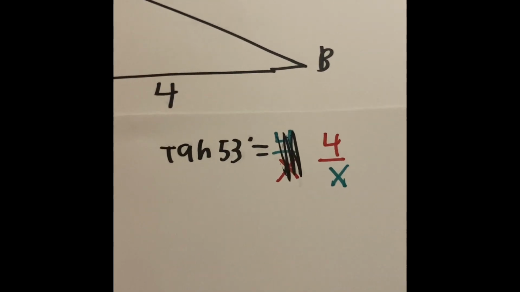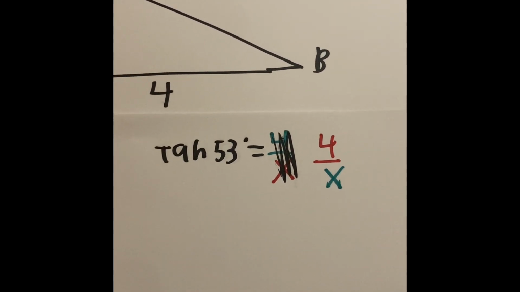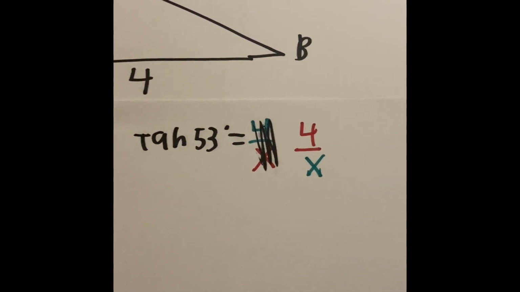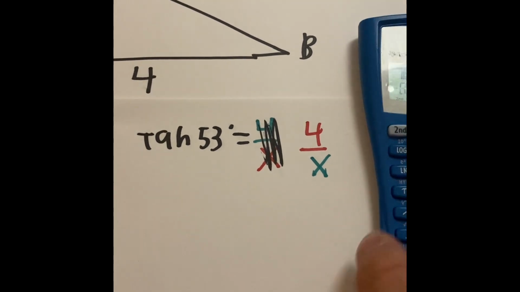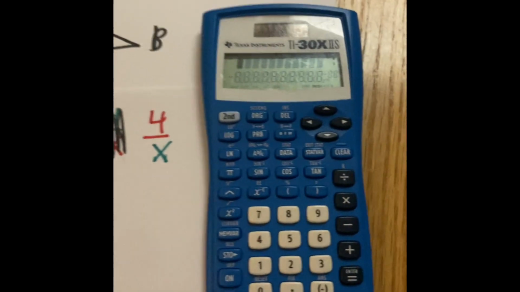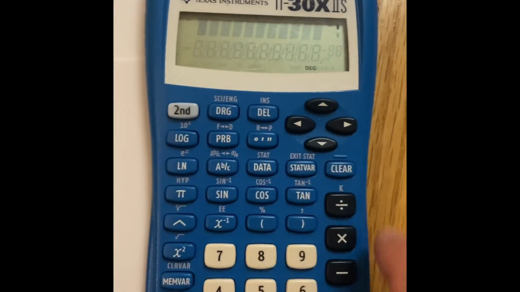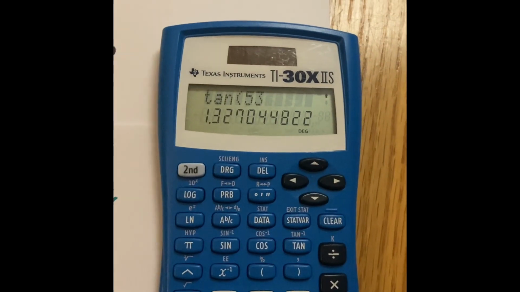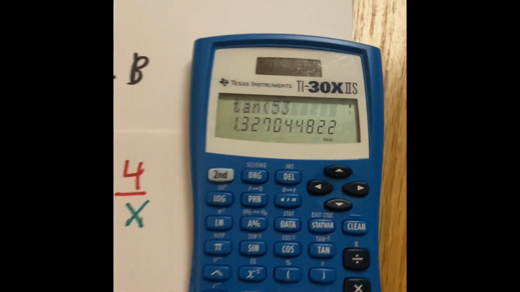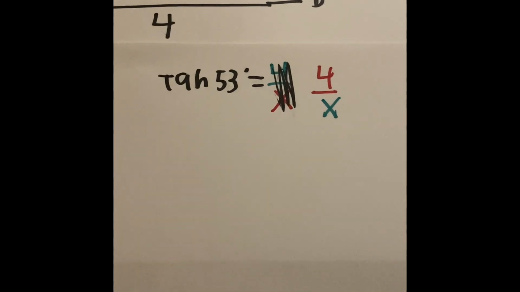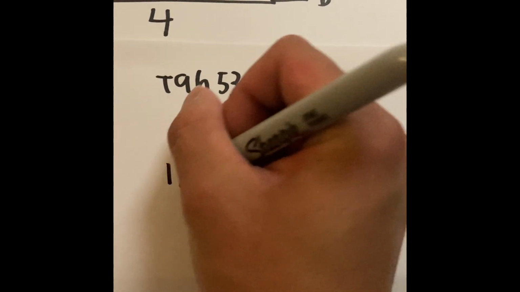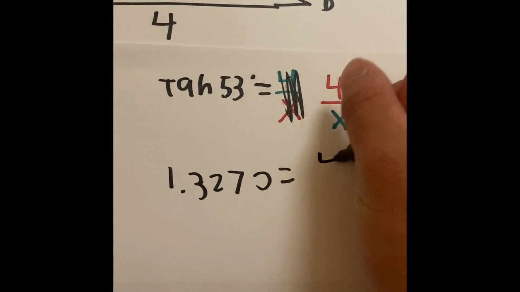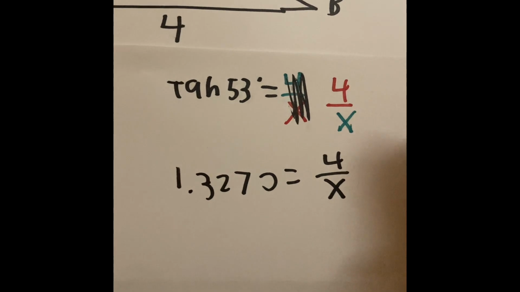So what is x? The first thing we have to do is find the tangent of 53 degrees. We have to use a calculator because we are not sure how that works, as we would have to get into higher level math. So we say the tangent of 53 degrees, and we get 1.3270. So 1.3270 equals 4 divided by x.